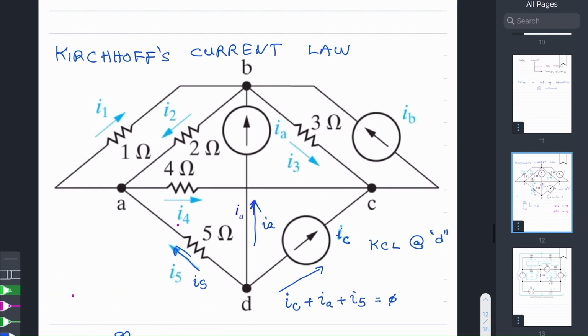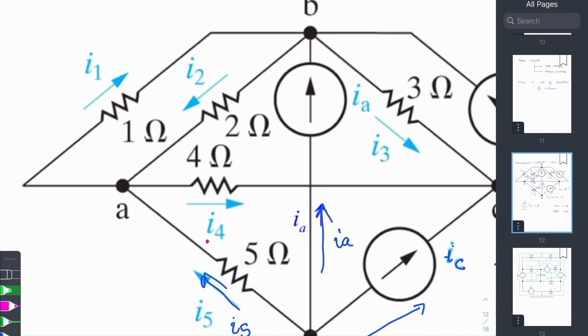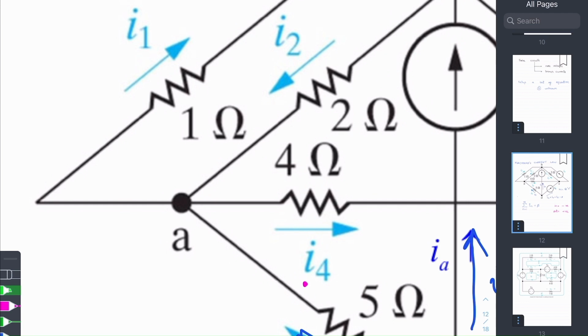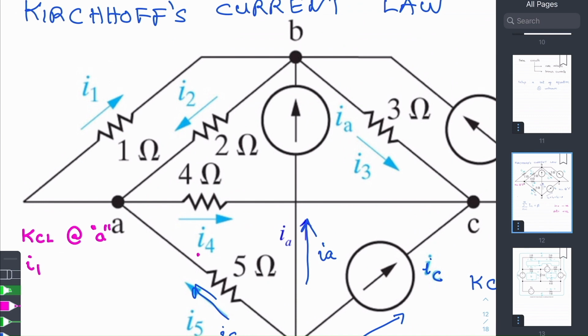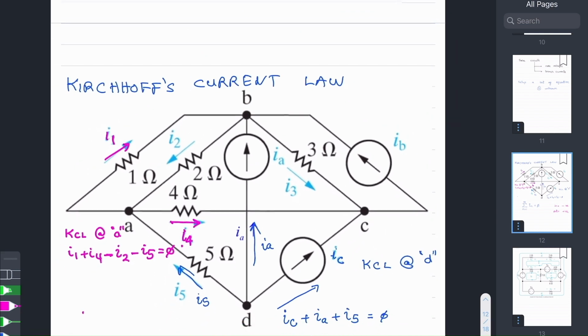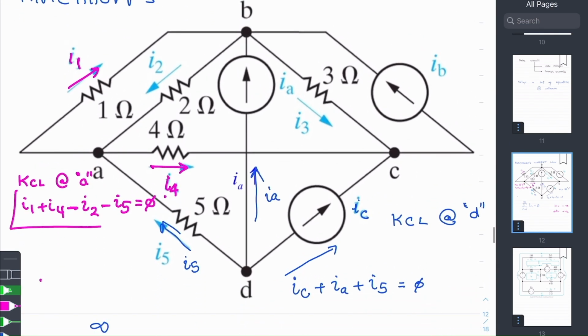Let's do the same thing again with node A. We did look at node A earlier, let me do that in a cleaner manner. KCL, Kirchhoff's current law at node A: sum all the currents that are leaving, which is I1 plus I4. And then the currents that are entering are I2 and I5. The currents that are entering, I show them with a negative sign, and all of that sums to zero. Okay, that's the idea of Kirchhoff's current law.